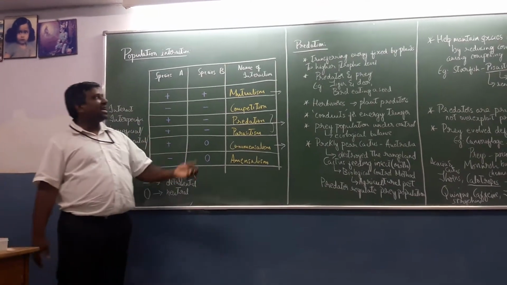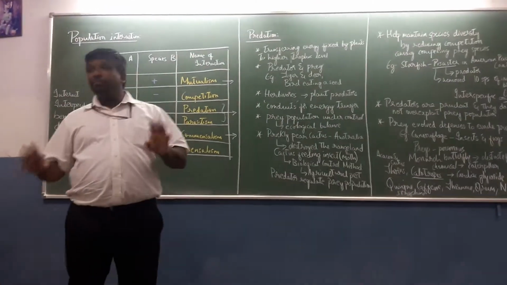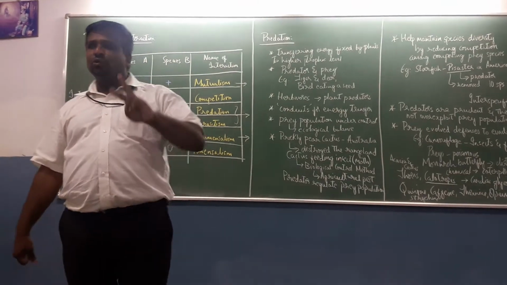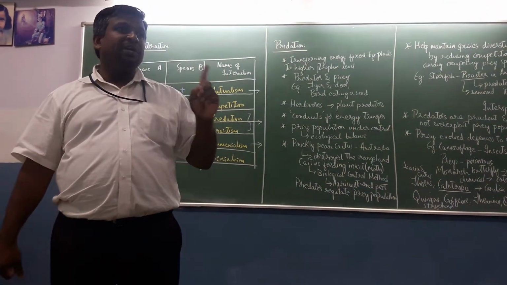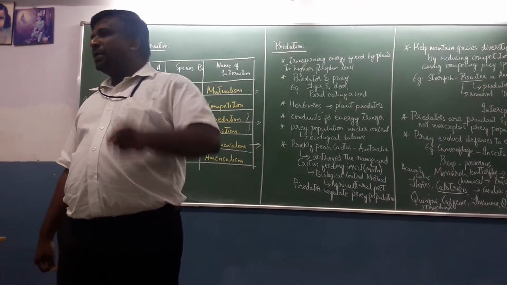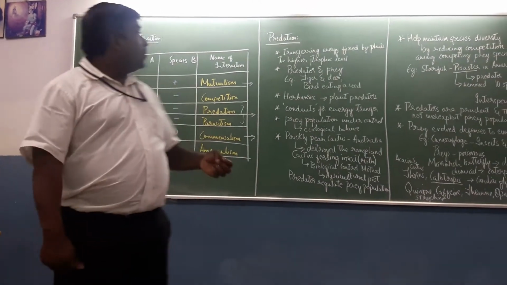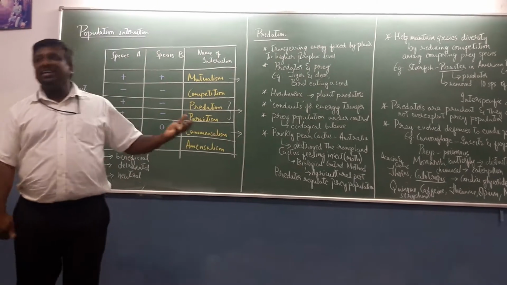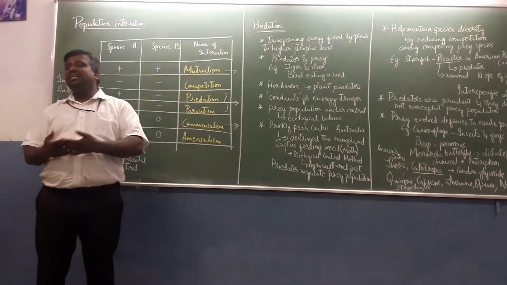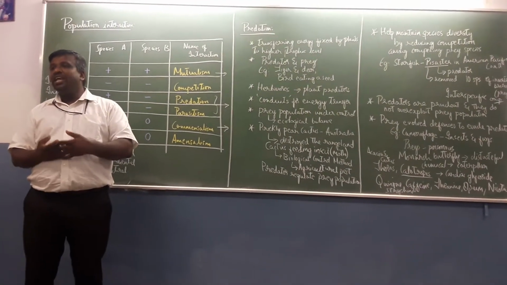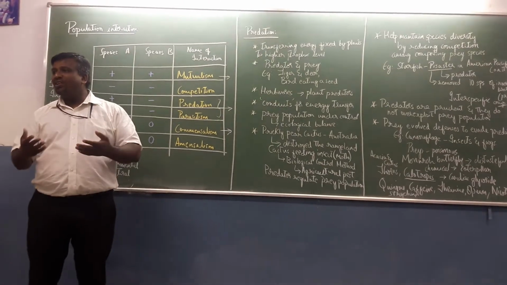First we'll go for understanding predation. For any predation population interaction, two species are required. One species is the predator, another species is the prey. So what are the advantages of predation? Why should this population interaction exist? In nature, either we eat or we are eaten.